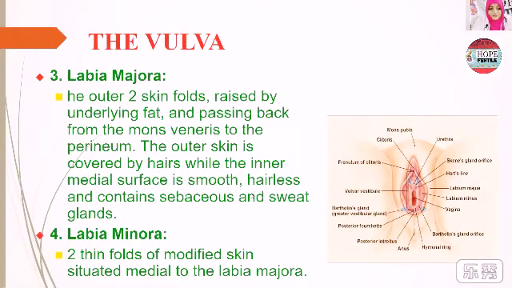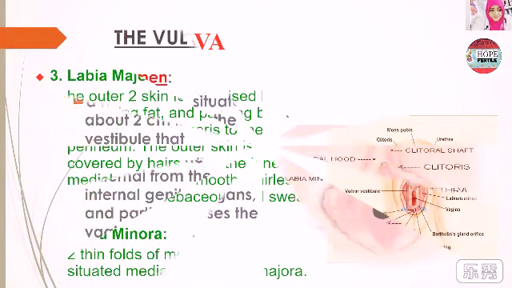Now we come to the labia majora. It has two outer skin folds raised by underlying fat and passing back from the mons veneris to the perineum. The outer skin is covered by hairs, while the inner medial surface is smooth, hairless, and contains sebaceous and sweat glands. Labia minora: two thin folds of modified skin situated medial to the labia majora.